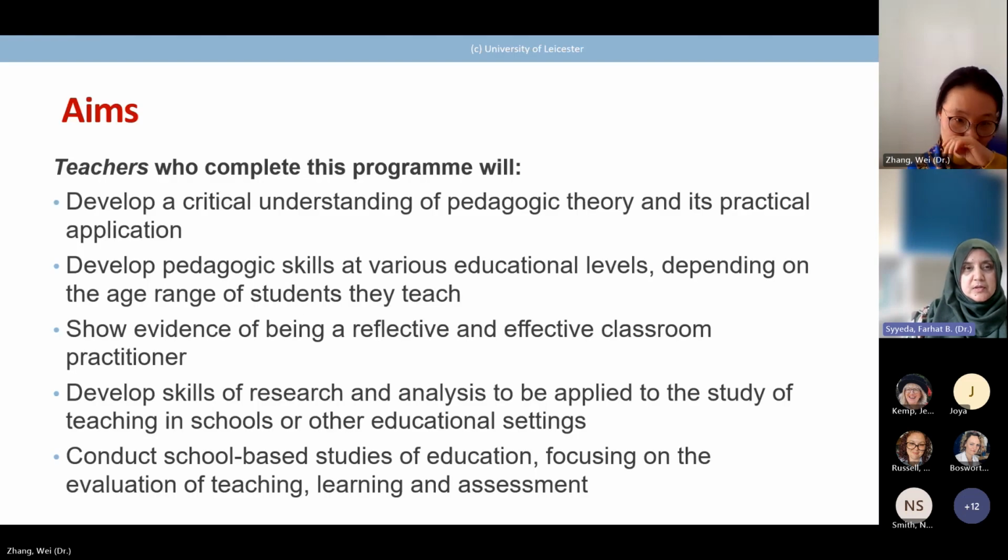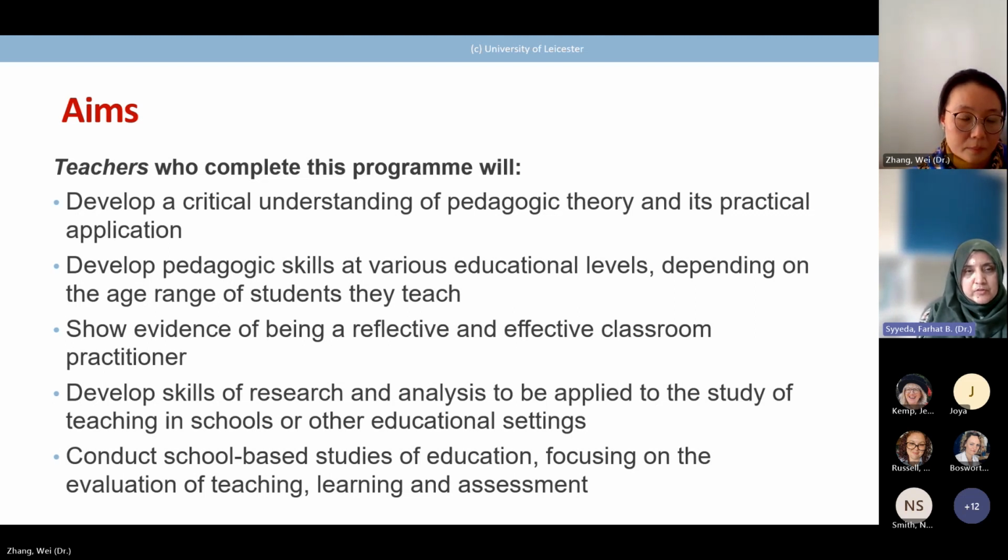I'm going to tell you about the International Postgraduate Certificate in Education, which is also known as IPGCE. It's a part-time distance learning program which is delivered online, and it's specially designed for teachers who are working at different educational settings anywhere in the world.